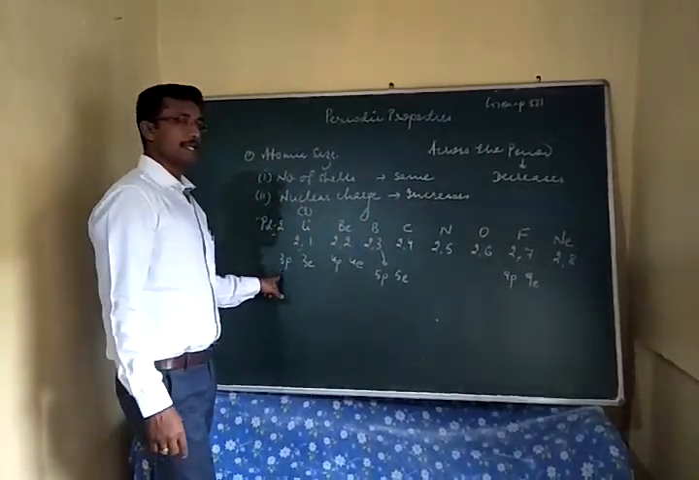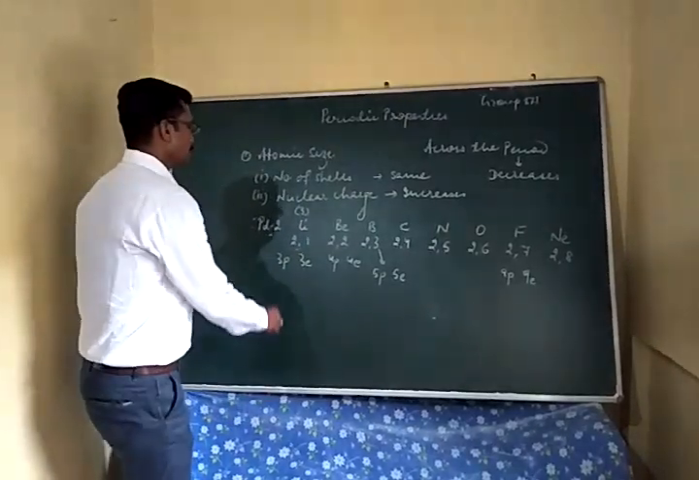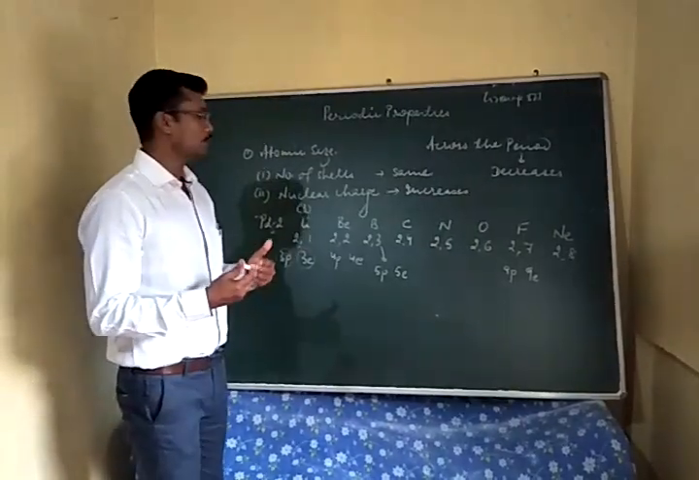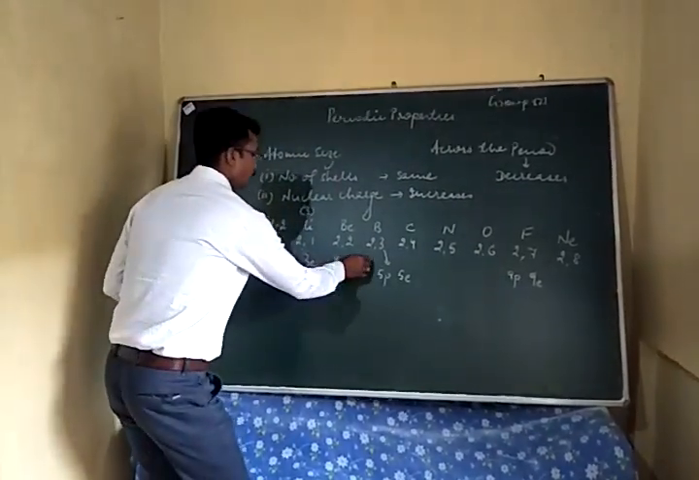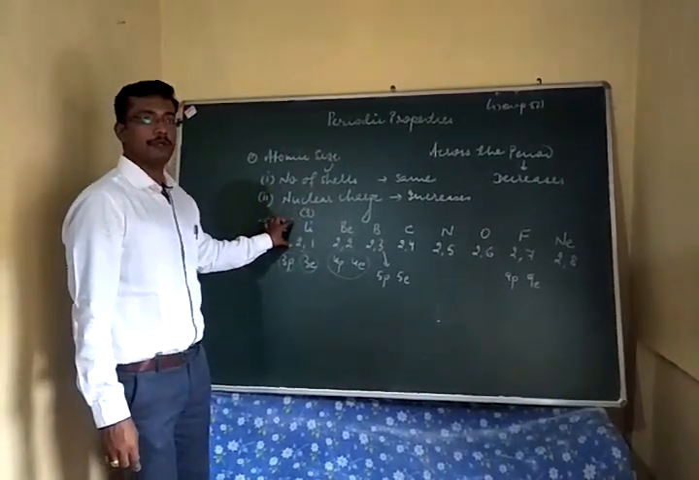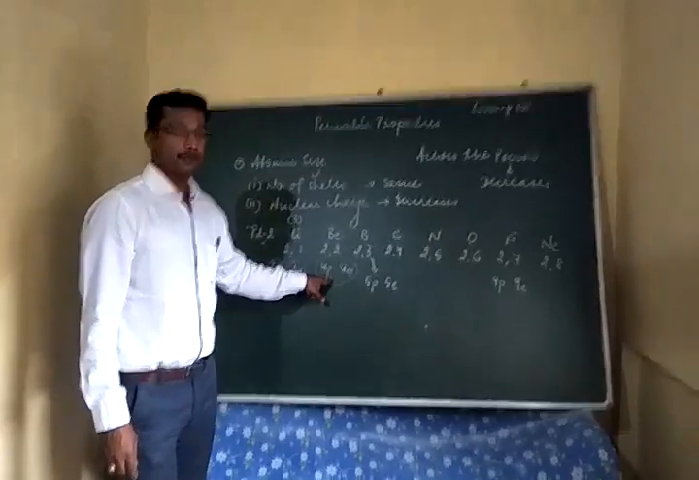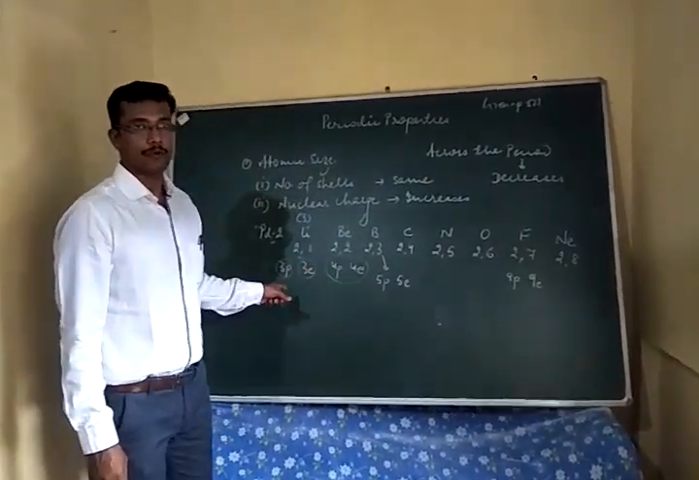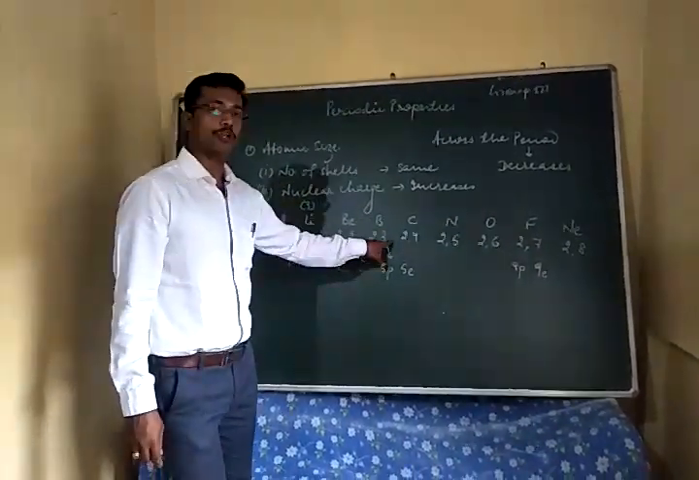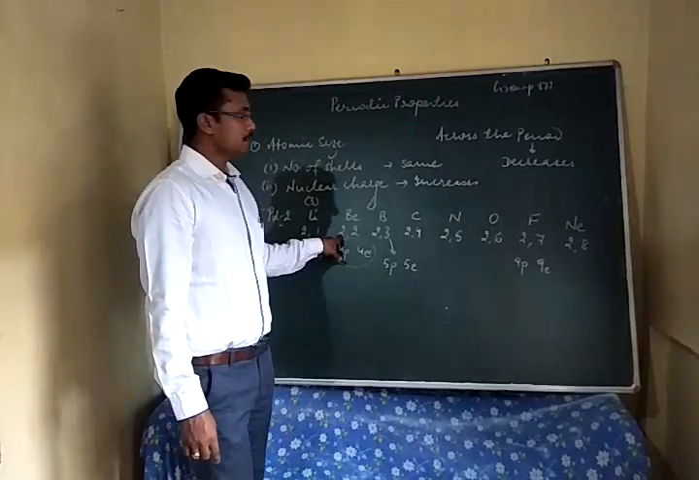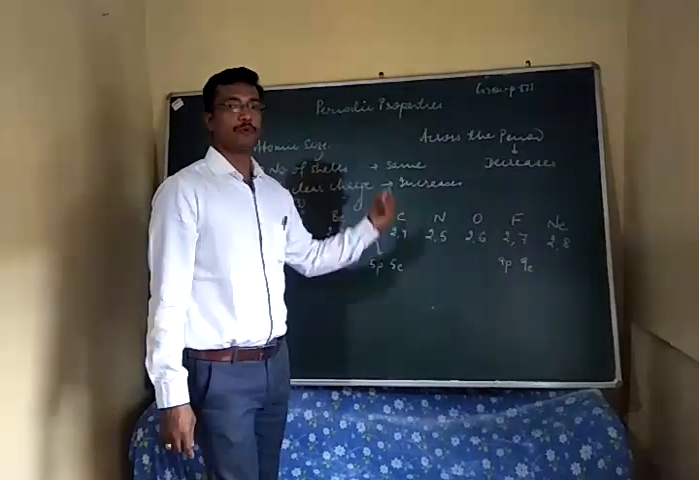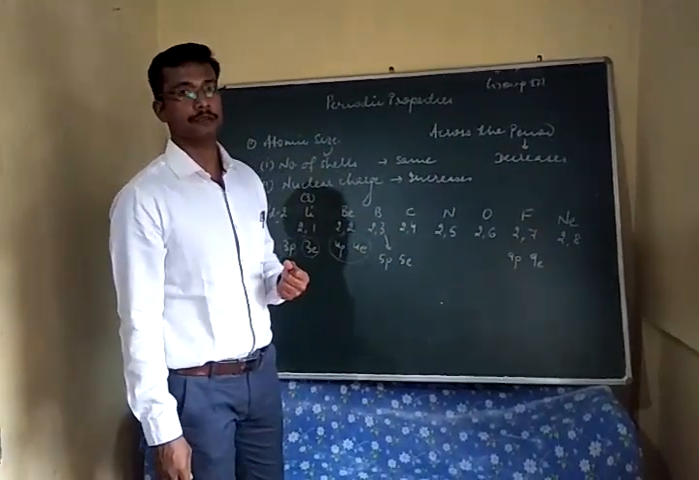Why is it increasing? For lithium there are altogether 3 protons and 3 electrons, so there will be some attraction between the two. Beryllium has 4 protons and 4 electrons. That is, beryllium as compared to lithium, due to more protons, will cause more nuclear pull, because its nuclear charge is more than lithium. Boron will have more nuclear charge than beryllium. Similarly, carbon will have more nuclear charge than boron, only because the number of protons and electrons are increasing.